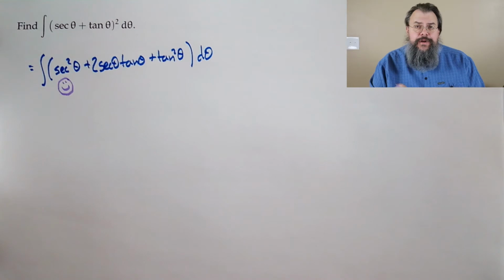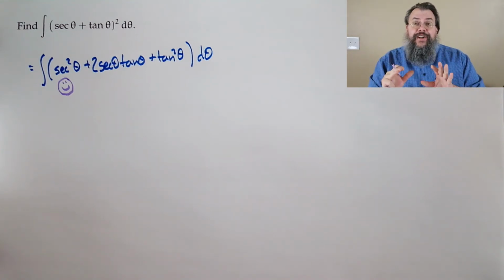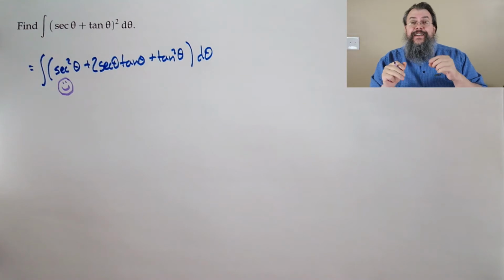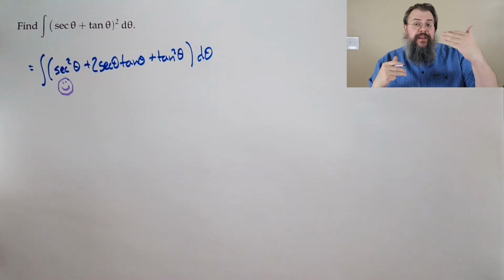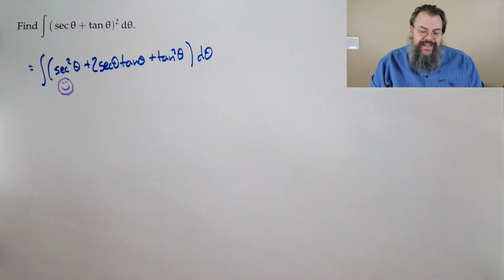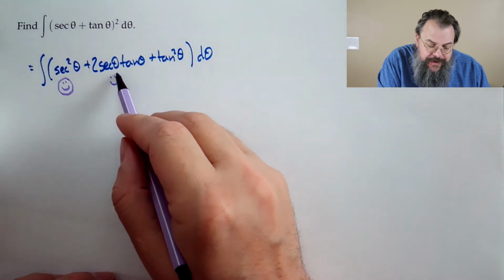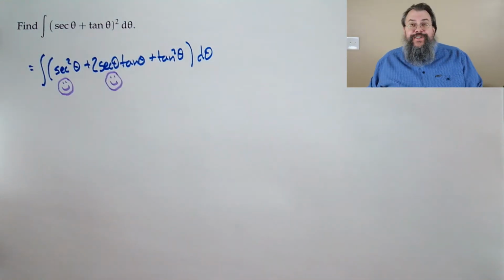Secant tangent, don't worry about the 2. 2's our constant. Don't worry about the constants. Secant tangent, are we happy with secant tangent? In other words, do we recognize secant tangent as the derivative of something? Yes, it made our list. So secant tangent, wonderful thing. Woohoo! Wow, 2 for 2.